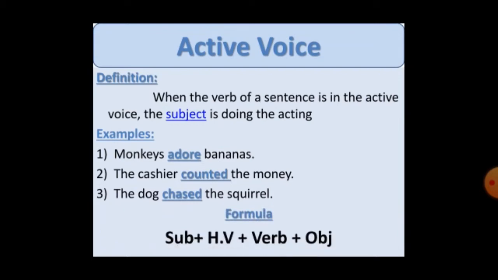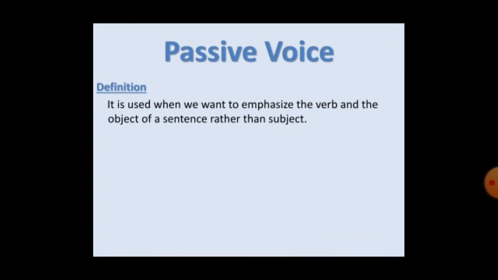We use first subject, then helping verb and then object. And now I come towards our passive voice. What is passive voice? Basically passive means lazy. In those sentences we always focus on object rather than subject and verb. We focus on object and verb.